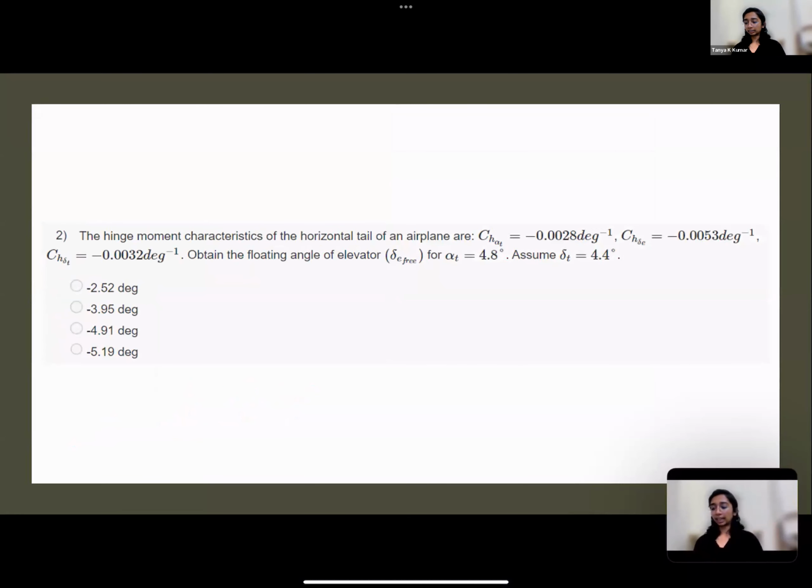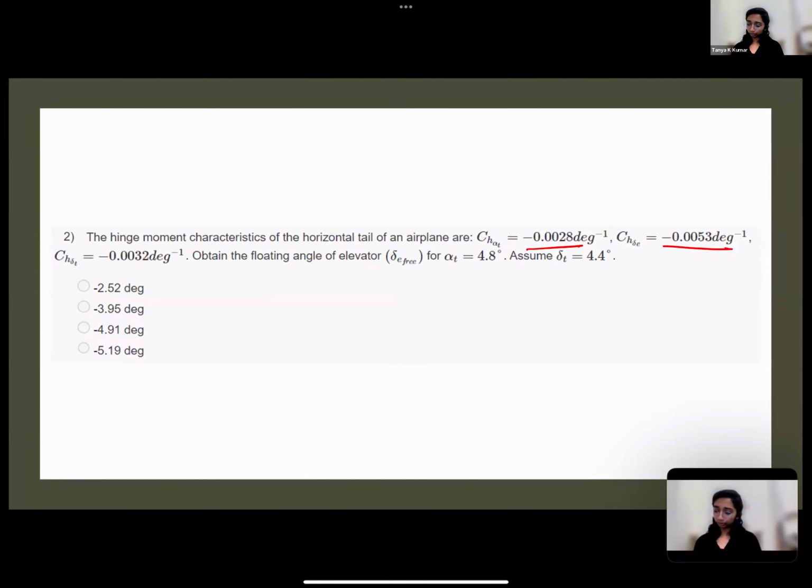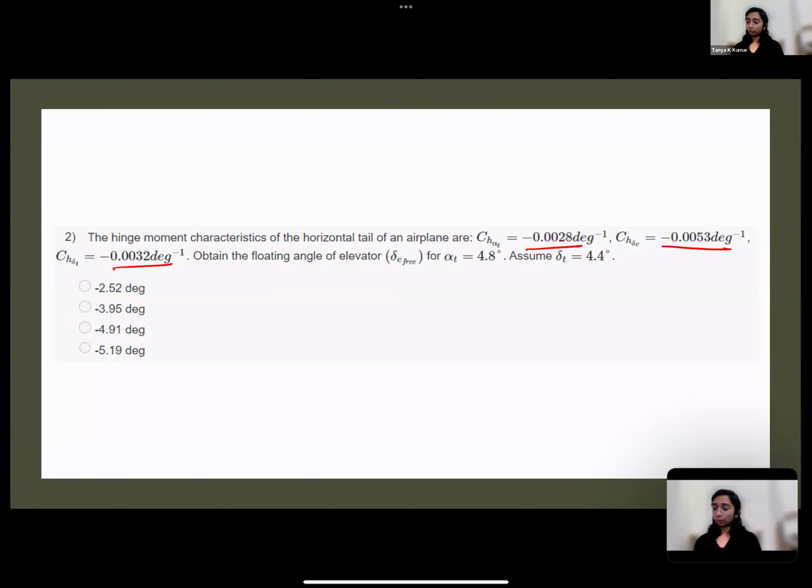The hinge moment characteristics of the horizontal tail of an airplane are CH alpha tail, CH delta E, CH delta T. Notice how all of them are negative. They're all negative, just like we had discussed. Obtain the floating angle of elevator for alpha tail 4.8 degrees and assume delta T trim tab deflection to be 4.4 degrees. This session, I think all the questions are solved using the same equation. So can you solve and tell me? This is the equation. Can you try and tell me?